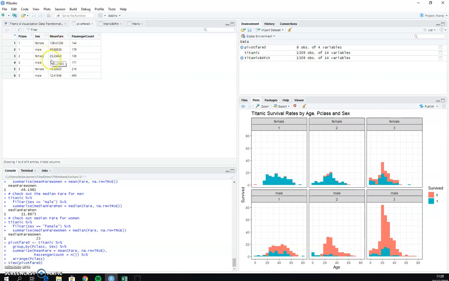So for second class, 23. The mean fare for men was 19. For third class, the mean fare for women was 15. The mean fare for men was 12. And the bulk of passengers seem to be in third class.